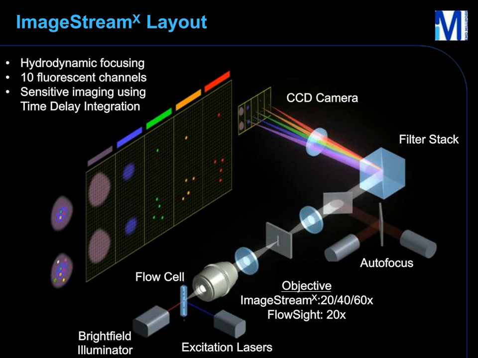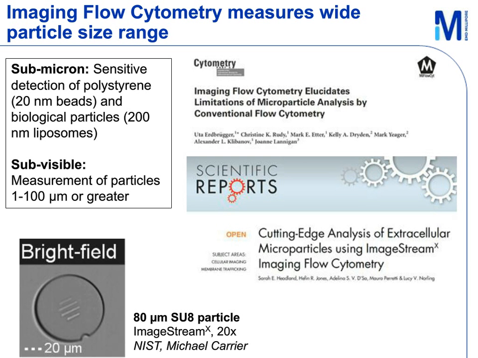One reason imaging flow cytometry is a conceptually attractive platform for monitoring particles within protein-based therapeutics is that it can sensitively measure a wide dynamic size range of objects. On the lower end, it's possible to detect very small particles, including submicron particles, due to the high sensitivity of the CCD camera. Because of this, several recent publications have recommended the use of imaging flow cytometry for analysis of microparticles, including a paper by Uta Erdbrügger in Cytometry A and a paper by Sarah Headland in Nature Scientific Reports, both of which were published just last year.